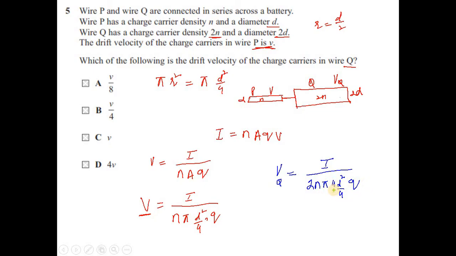Clearly you can see 4 and this 2. If you multiply these, 4 times 2 is 8, so you get I by 8 into N pi D square by 4 into Q, and this is V. That means VQ is equal to V by 8. So your option is A.